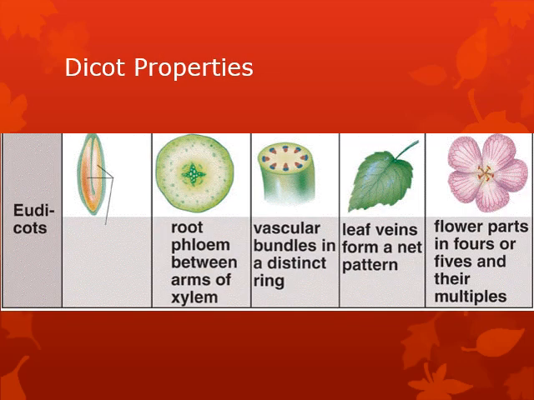As far as the dicot goes, a eudicot or a dicotyledonous plant, you've got two cotyledons. The root phloem is between the arms of the xylem. So if you look here, you've got a star in the middle, and then the xylem are expanding out, and the phloem are these rings in between the xylem. The vascular bundles form a very distinct ring.